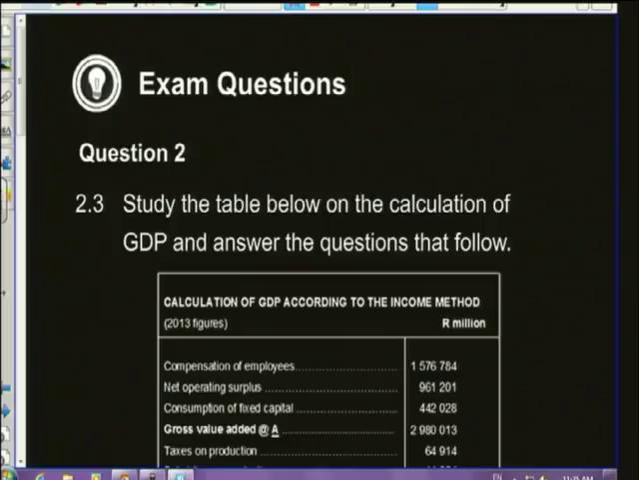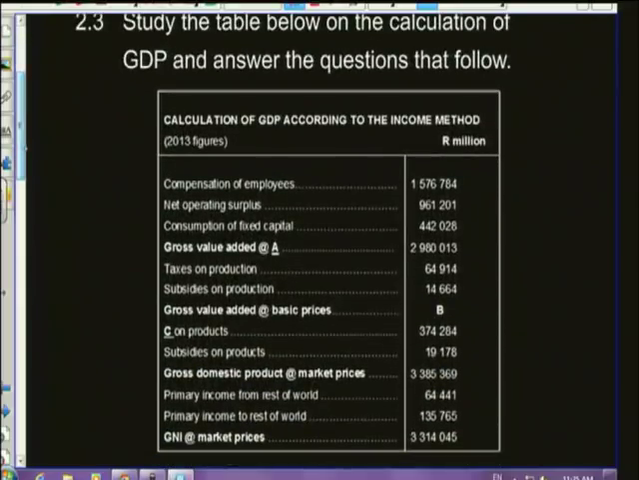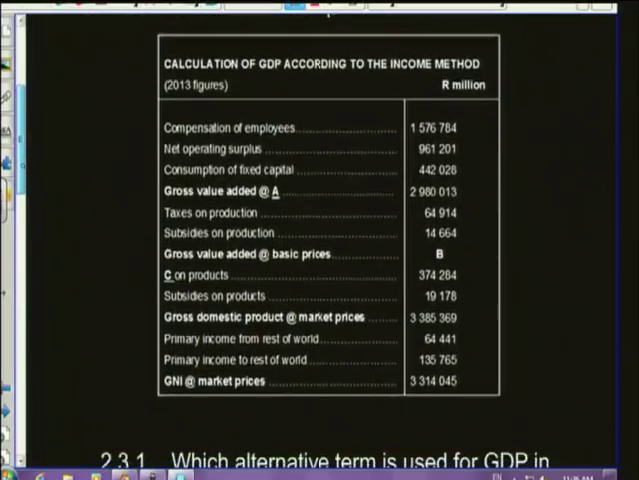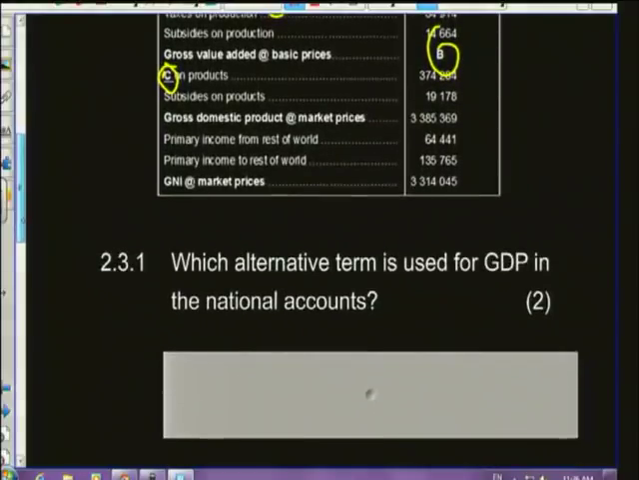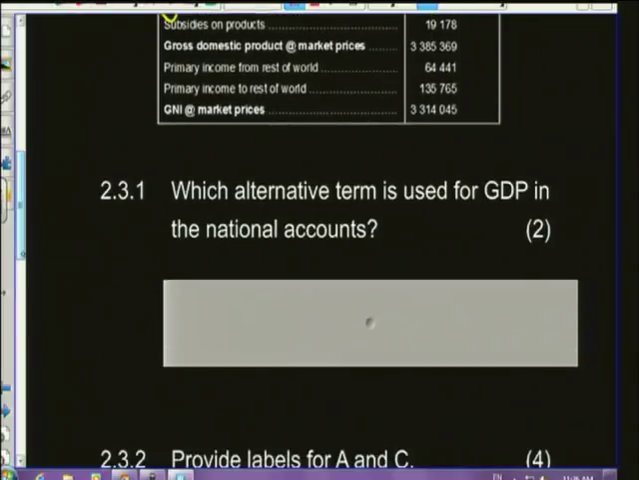2.3, study the table below on the calculation of the gross domestic product and answer the questions that follow. What you will see in this table is that certain information has been left out. I see there's an A, there's a B, and there's a C that you will at some stage have to complete. 2.3.1, which alternative term is used for the gross domestic product in the national accounts? The term that they use in the national accounts is the gross value added.